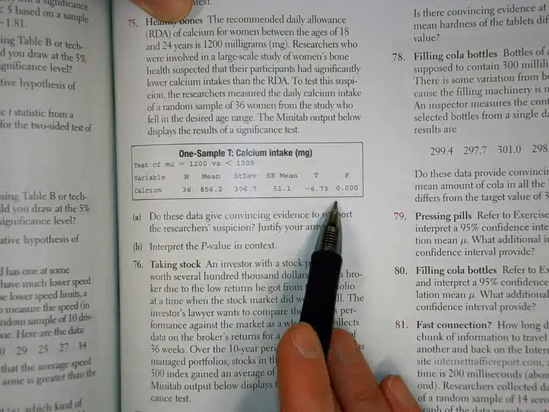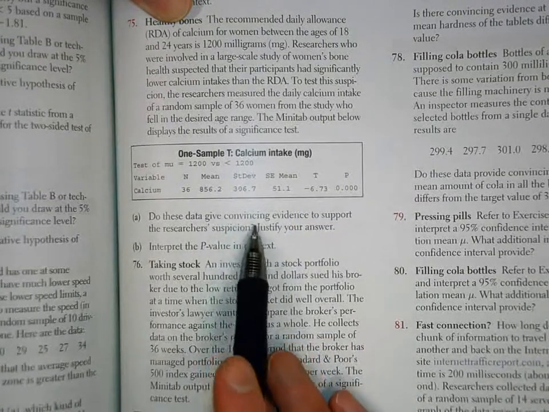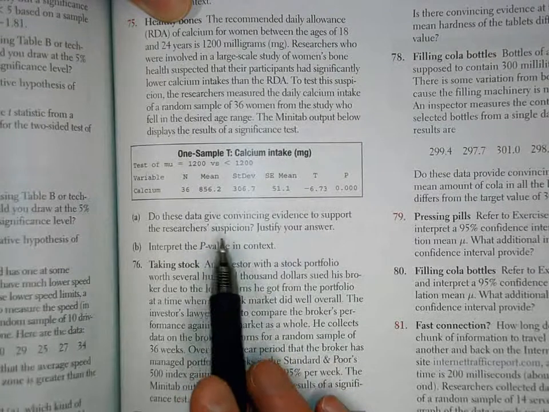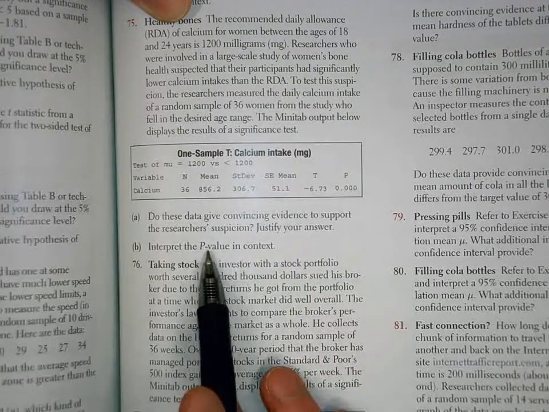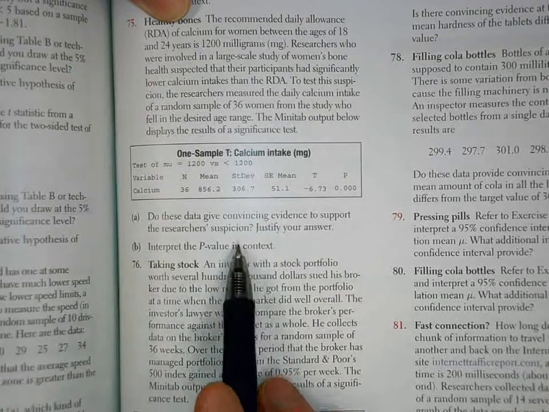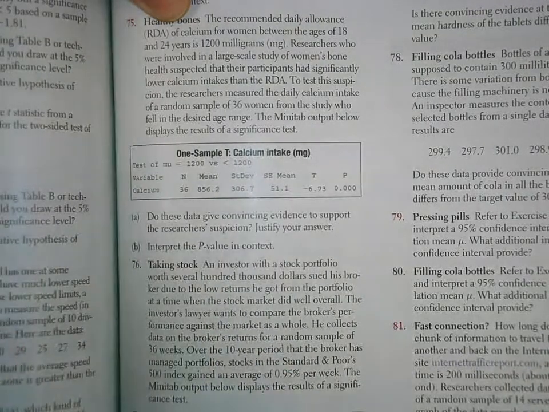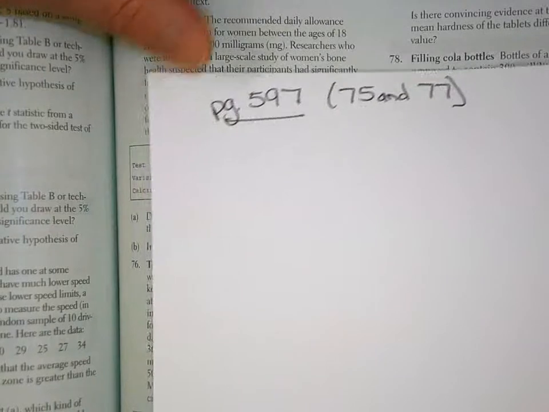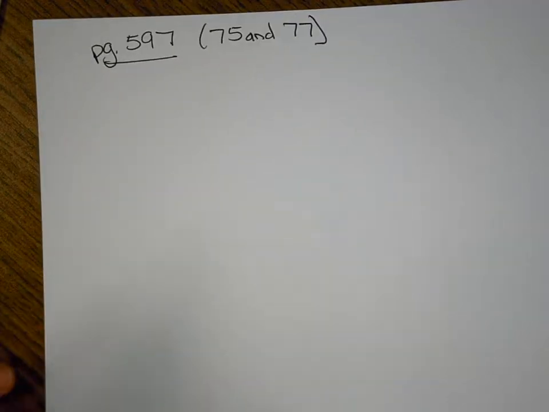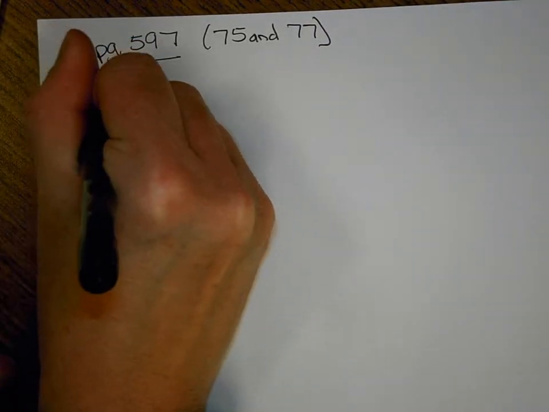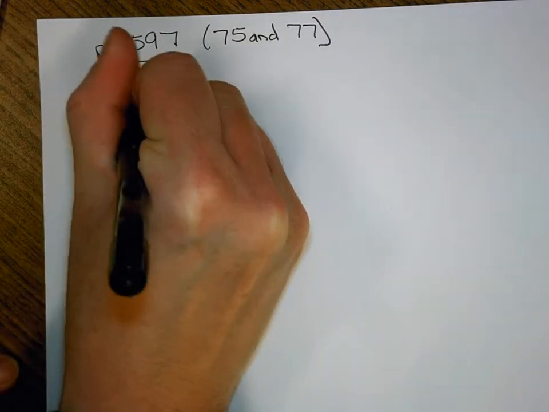and our p-value, 0. So do these data give convincing evidence to support the researcher's suspicion? Justify your answer. And then part B, interpret the p-value in context. Well, I still probably need to go through and do my state, plan, do, conclude. So looking at the data, which you hopefully have your book out and you're looking at it in front of you as well, number 75.